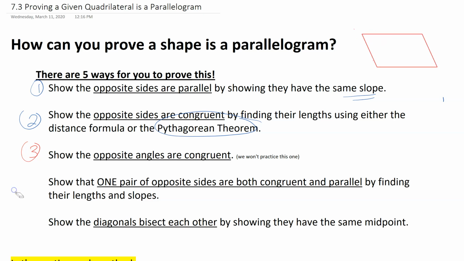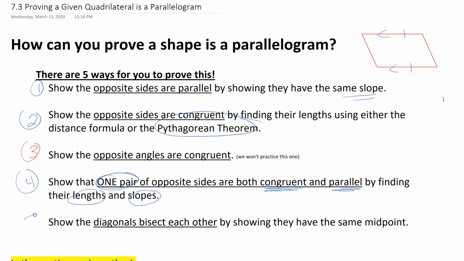Okay. So the fourth way is to show that one pair of opposite sides are both parallel and congruent. So for this one, you're going to pick one set of sides. Say we pick the long sides, and we're going to want to show first of all that they're parallel. So we would do that by finding the slopes. And then we also want to show that they're congruent, and we would do that by finding the lengths. We don't have to show anything about the other two sides if we can show that that one pair is both congruent and parallel.